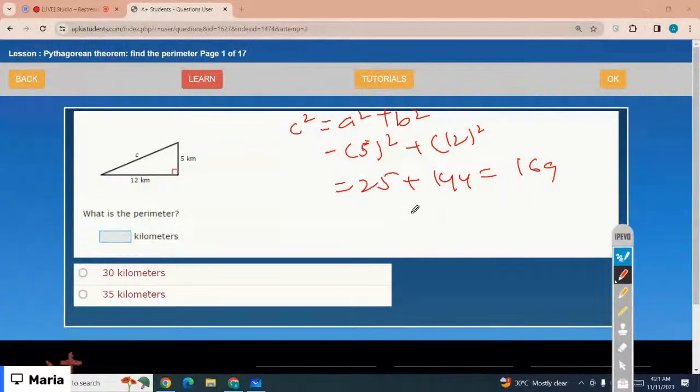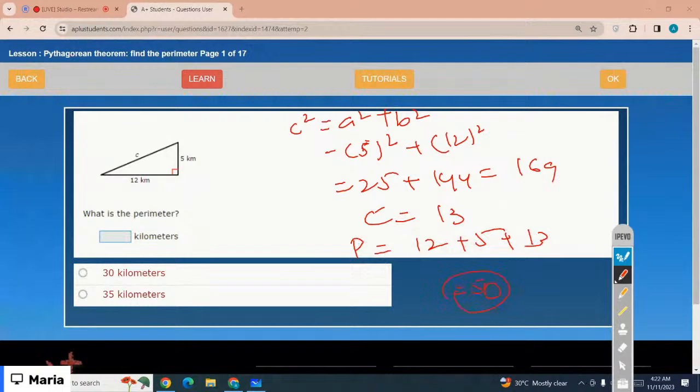So that means the value is... the square root of 169 is 13, right? So that means the third side is 13. For the perimeter, you have to add all the side lengths. 12 plus 5 plus 13. 12 plus 13 is 25, and 25 plus 5 is 30. That means the perimeter is 30.